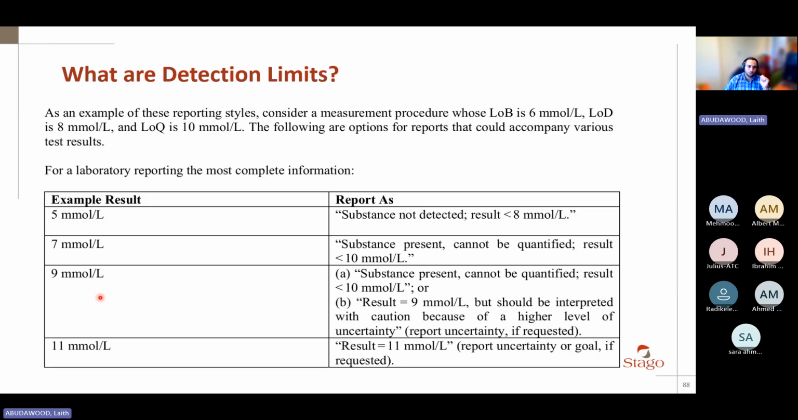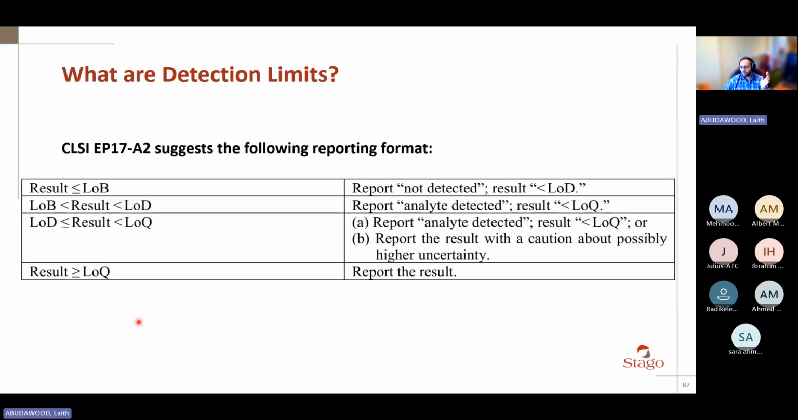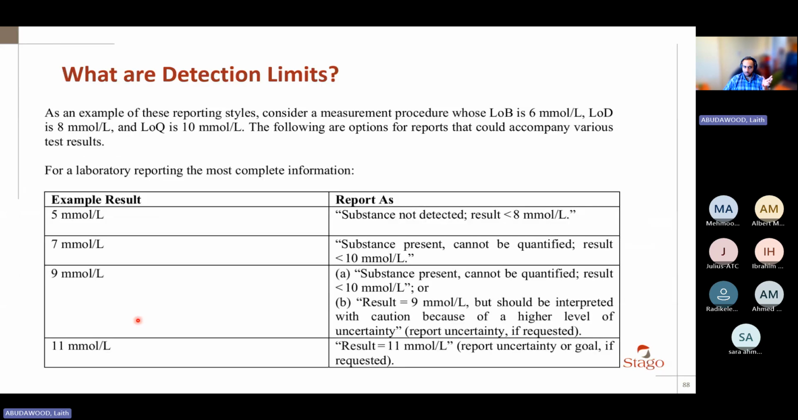So this is an example with numerical values, just for you to have an idea about how to report things. It's exactly the same as the previous slide, but with numbers and test measurements for clarification.